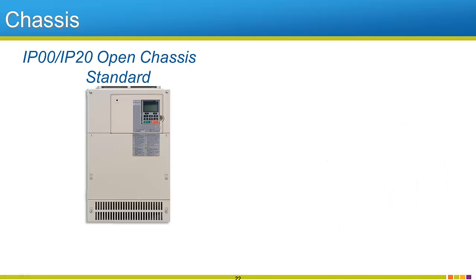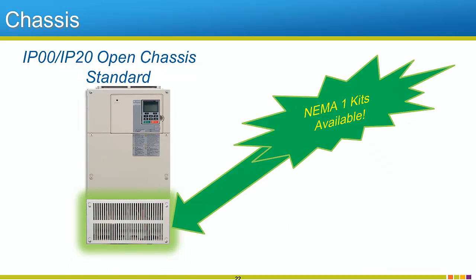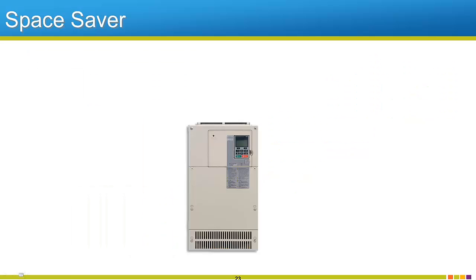All D1000s come standard from the factory with an IP00/IP20 type open chassis. NEMA 1 kits are available for all sizes to meet your needs. Here at Yaskawa, we understand how important and costly space is. The D1000 design features various size and installation reductions, resulting in less space needed and a quicker installation time.